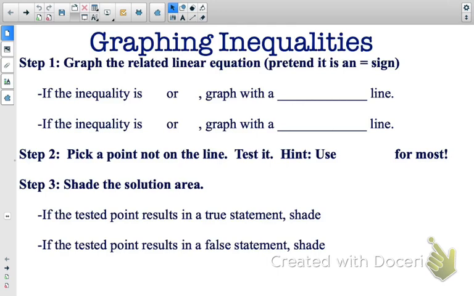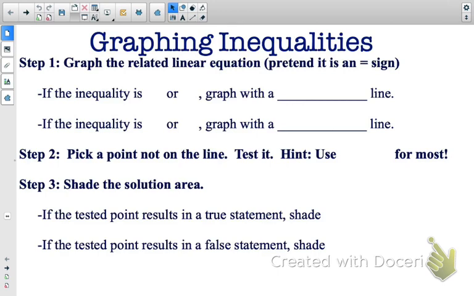We would plot the y-intercept, apply the slope, or make an intercept table if it's in standard form. Now before we connect them with a line, we first then need to decide what type of line. So these are where those bullet points come into play.